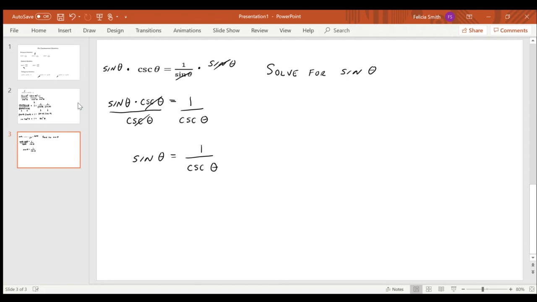cosecant theta. Now, what you've really done is created a brand new identity. You can add this to your list if you want, but just know that you don't have to. Obviously, if you know a couple of those key identities, you can manipulate them along the way to get them to read what you need them to be so that you can use them in a problem.